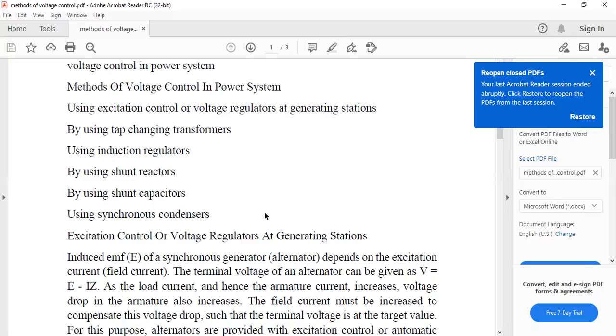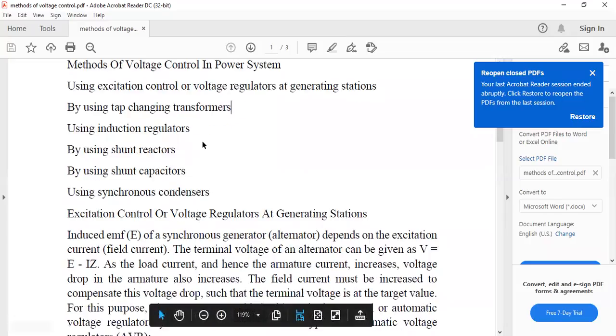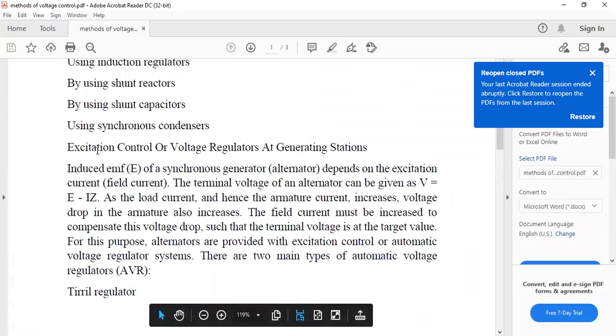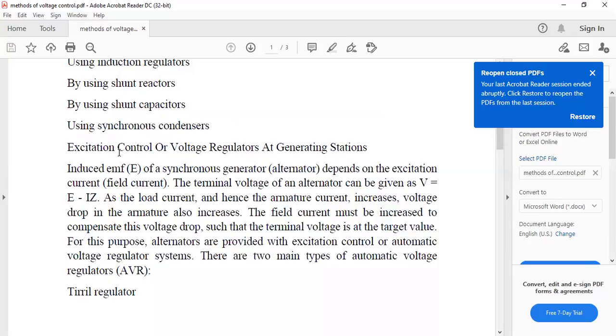We can't do it on our own. To maintain that voltage level, we need some controlling equipment. Next, the first method: excitation control or voltage regulators at the generation side. Here the voltage control is based on excitation control, or regulating the voltage at generating stations.